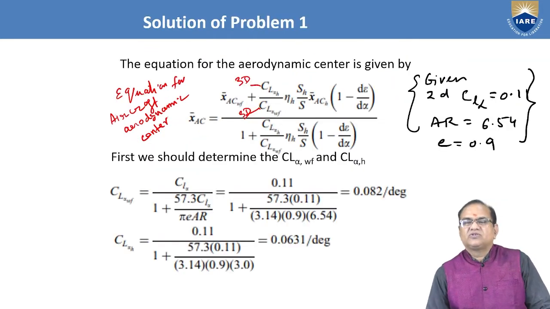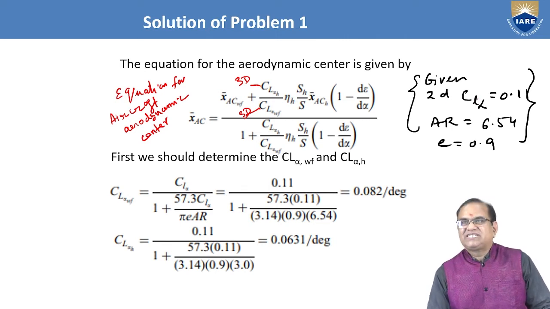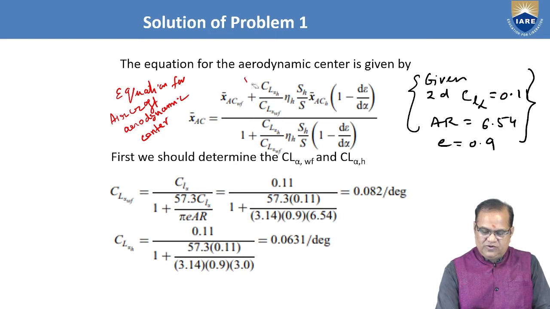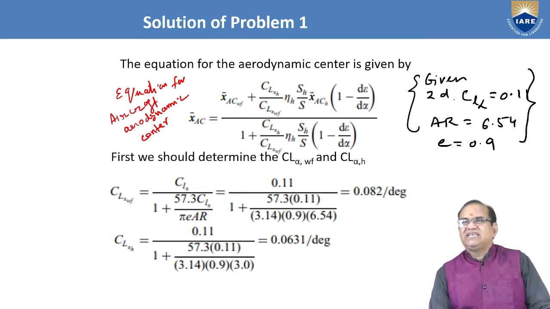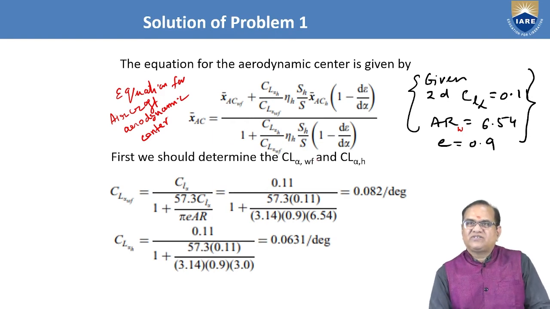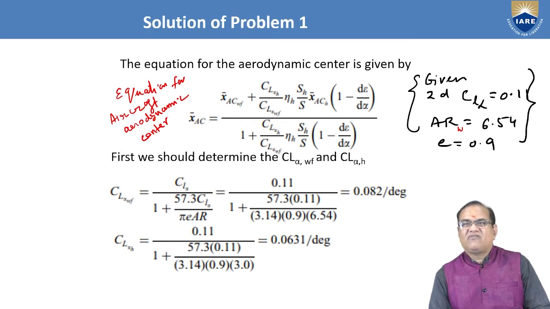So here, the 2D CL alpha is given. Okay, so we have to see here that the 2D CL alpha is given as 0.1. The aspect ratio of the wing is 6.54 and e is given as 0.9. Okay, so here we have to find the CL alpha of the wing fuselage and the CL alpha of the horizontal tail, and these are 3D.